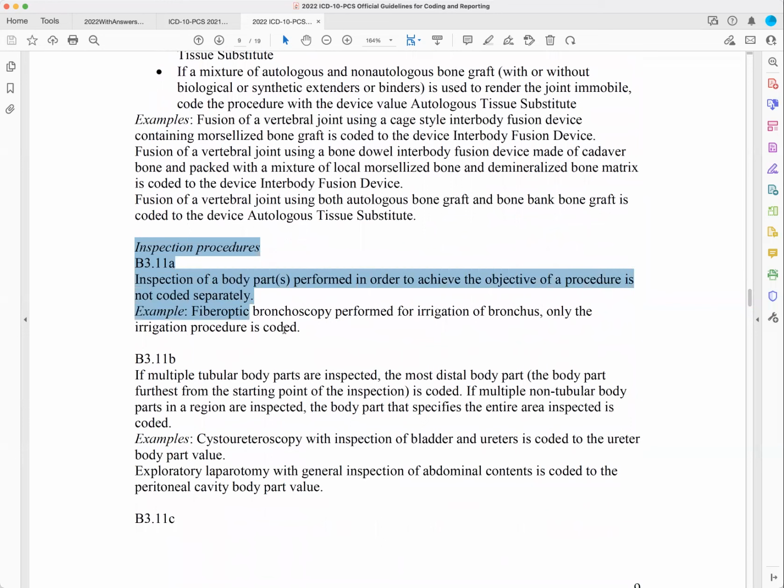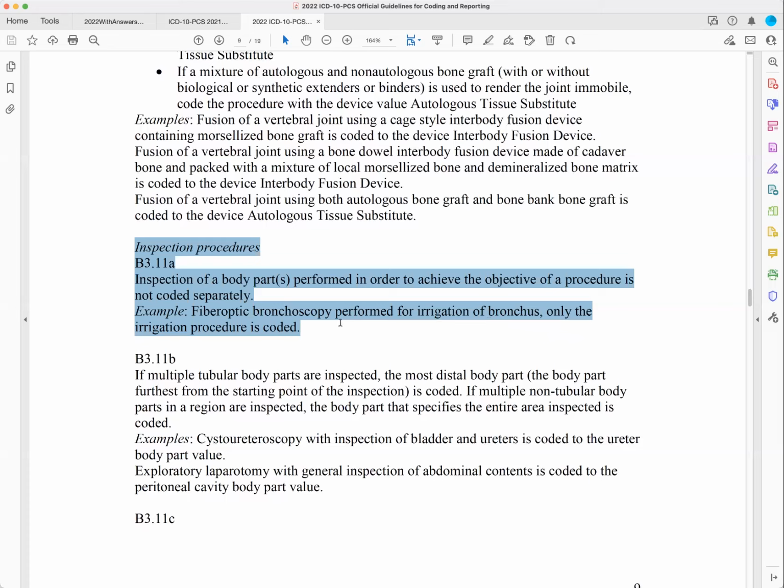Inspection procedures. This is a good one because often when you look up in the alphabetic index, you're going to be looking up a term that ends in oscopy, and it's going to lead you to a particular table. And in some cases, it gives you the full 7 characters for your code. But what you need to know as a coder is, what was the objective of the procedure? Is it just to inspect? Because inspection itself is an integral part of any procedure that's performed. They always inspect the operative site. So you're only going to code inspection of a body part if that was all they did.